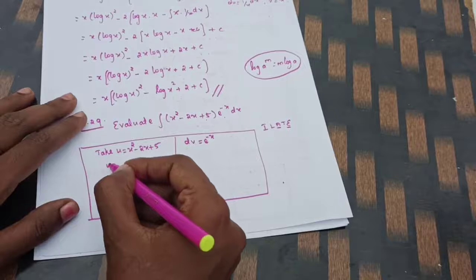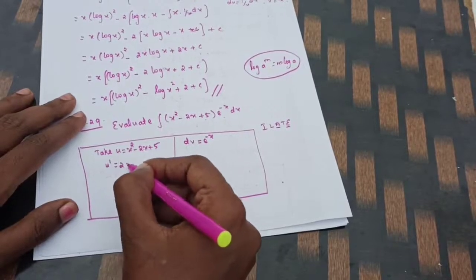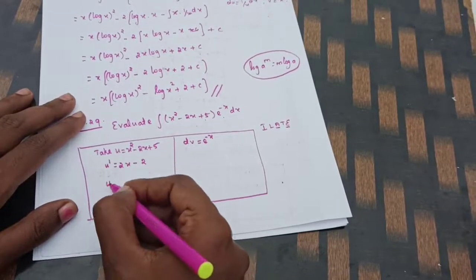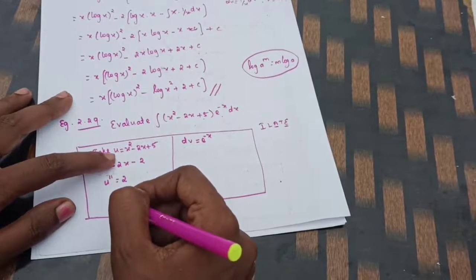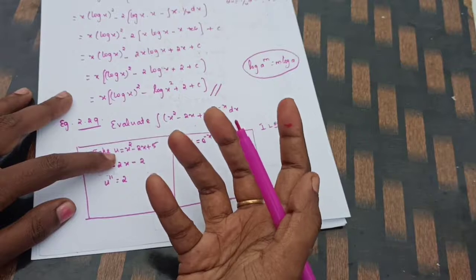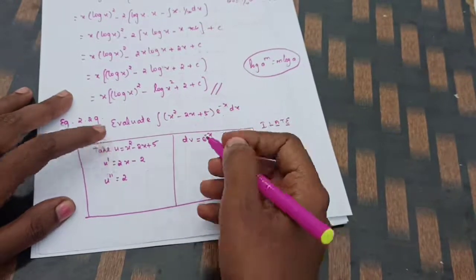For that you need u dash, is it right? So u dash is 2x minus 2. Then u double dash is 2 alone. Then u triple dash, if you need, you can find it, it will become 0. So for us there is no need.